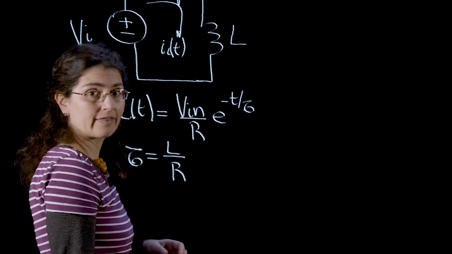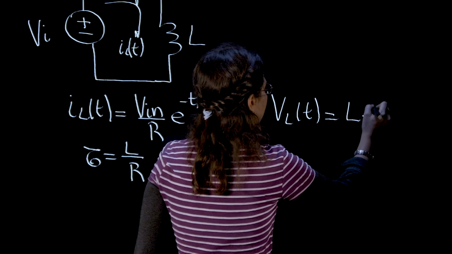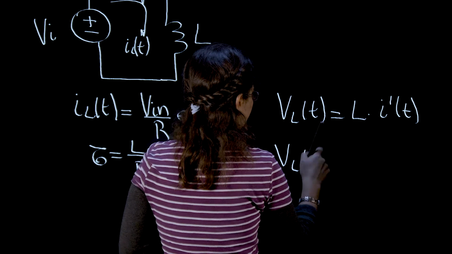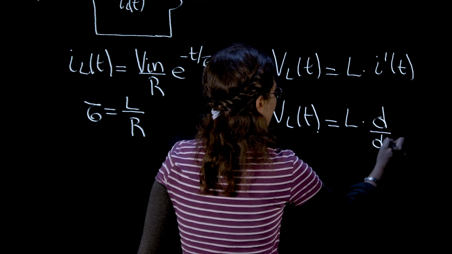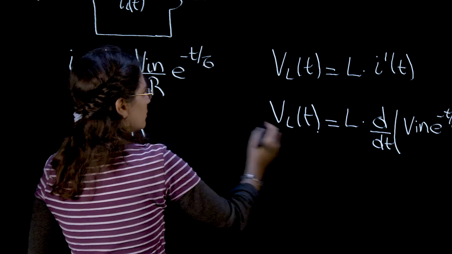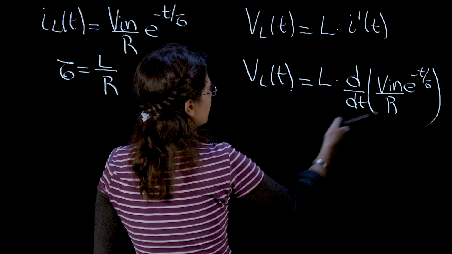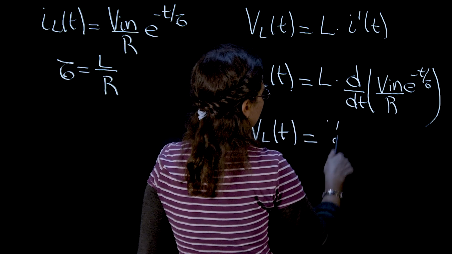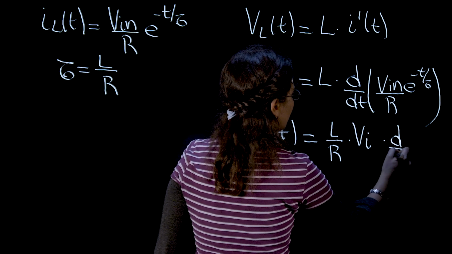We can also calculate what the voltage will look like, because we know that the voltage in the inductor is equal to L times the first derivative of the current. So my voltage is L times the first derivative of V in over R times e to the minus t over tau. I just plug it in here. And since V in and R are constant, they can come out. So I have L over R times the input voltage times the derivative of my exponential.